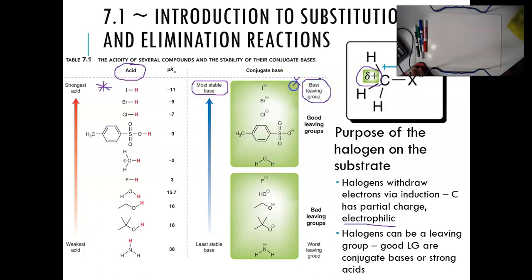So the ions that are in this top table here are our good leaving groups, and the ones in the bottom table down here are the bad leaving groups. Notice in our good leaving groups: halogens, this large sulfonate we'll talk about later, and water. These are what we want to look for as we're doing these reactions. So halogen's two jobs: making that carbon more reactive and being a good leaving group.